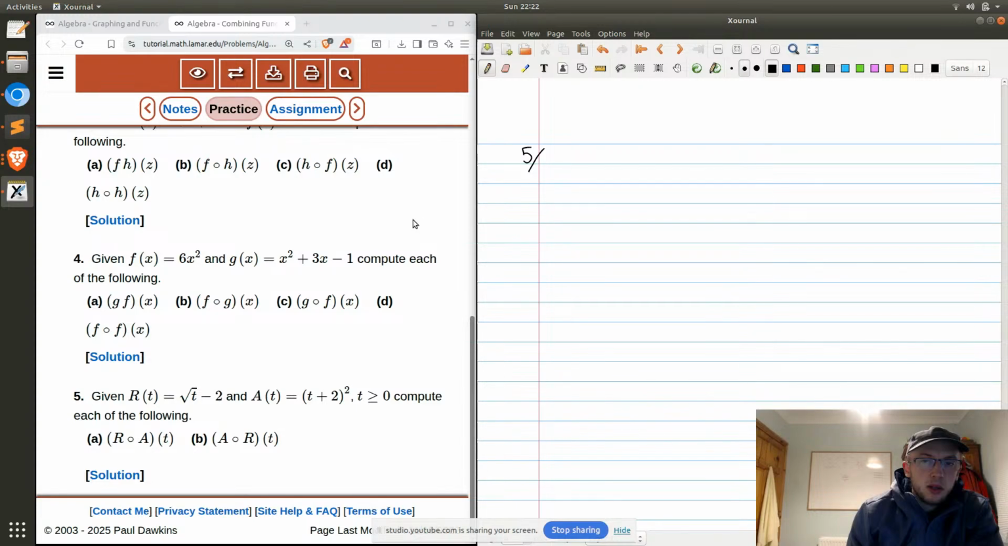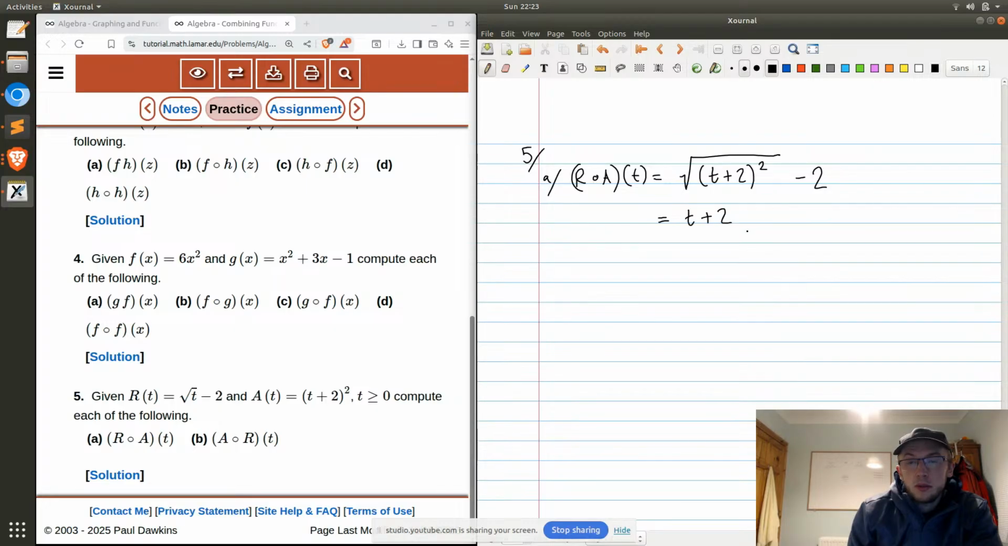So part A, R of A of t. Pick up the definition of A and put it into R. Like that, like that. And then compute and think. We have the square root of a square. Oh, so I guess they undo each other. So I just have t plus 2 minus 2. So that just turns into just t?